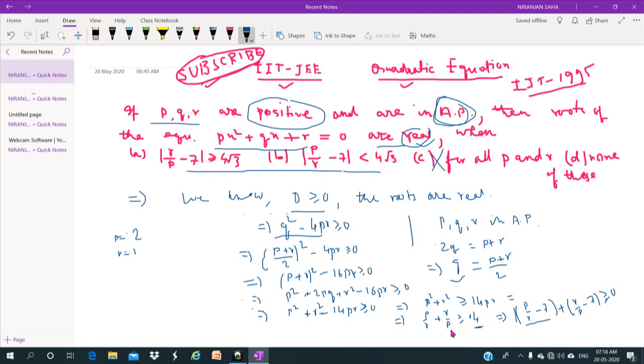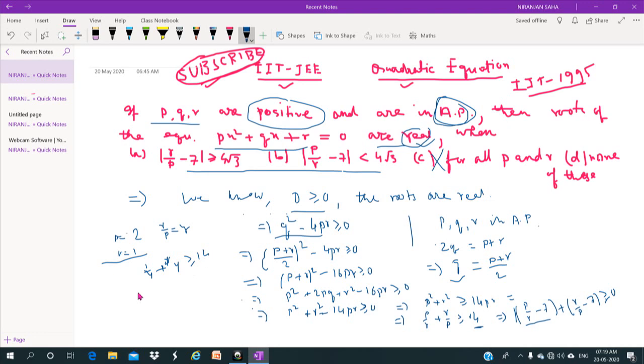You can do one operation here, then it will be better. What we do, so we have already got down the three options. We are taking r by p is equal to y. Then this equation can be written down 1 by y plus y greater than equal to 14.